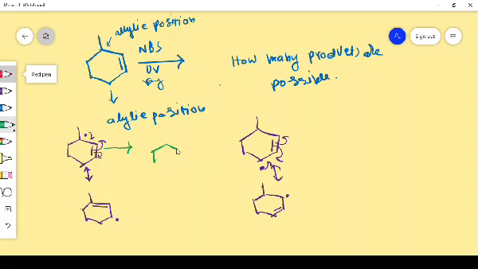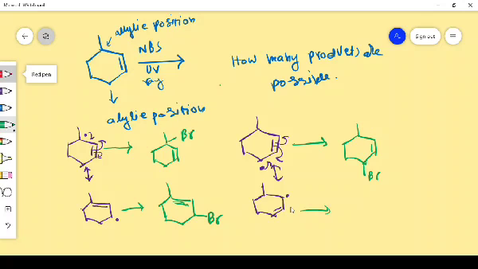So one product from this will be this. If this free radical gives the product, I will get this as my product, and if this free radical gives the product, I will end up with this kind of product. So this will be my product. Now if this bromine gives the product, I will end up with this kind of product, right? So that means 4 products are possible, and my answer is 4, right? It's a very simple question.